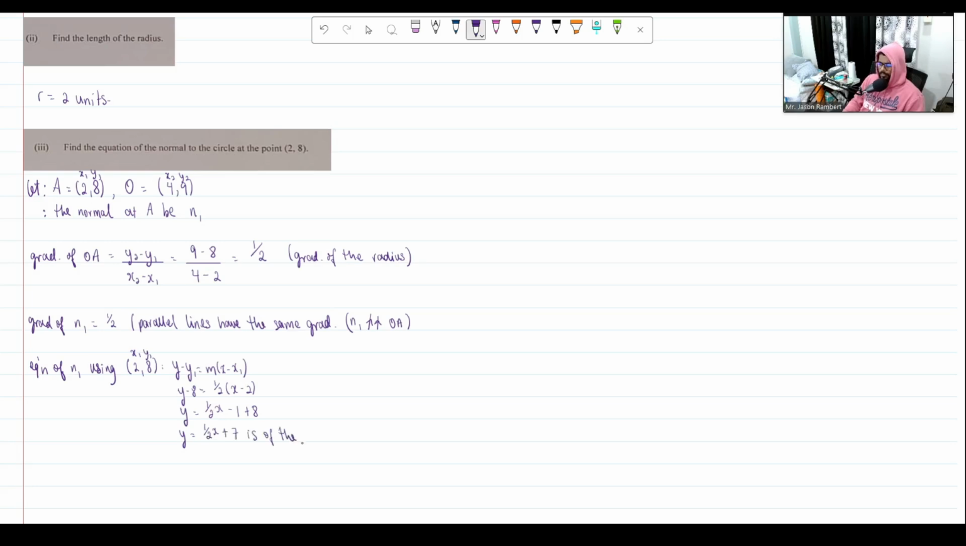This is of the form y is equal to mx plus c, where m is the gradient, which is a half, and c is the y-intercept, which is equal to 7.